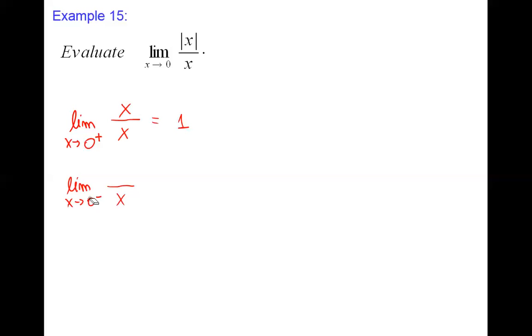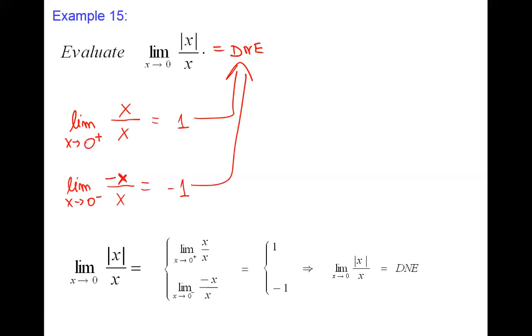x going to 0 from the left-hand side means negative numbers. That means the quantity inside the absolute value is negative. I have to make it positive. Okay, negative 1. We can see both of the one-sided limits are different. That's the reason that the limit is undefined. And I do have the same solution.